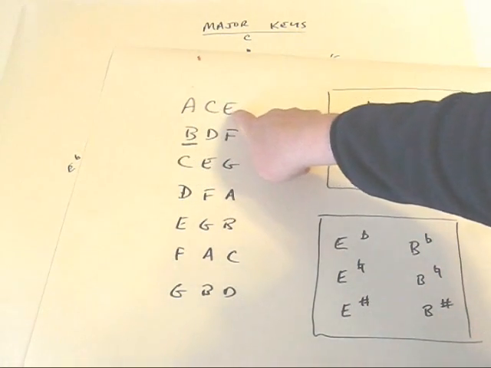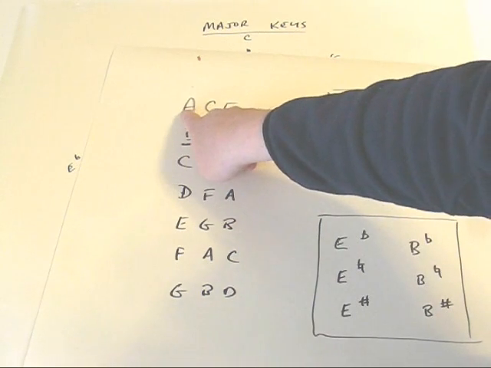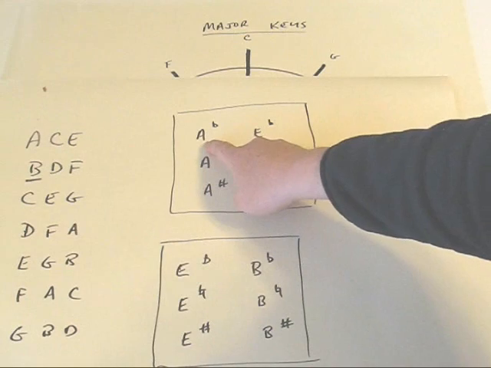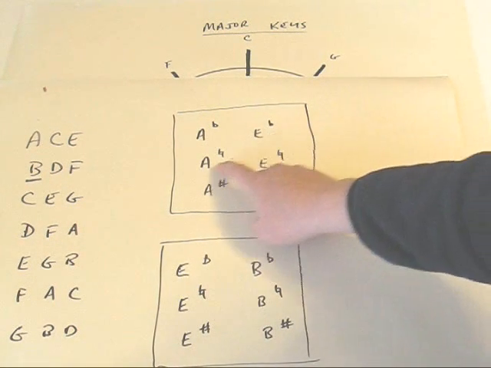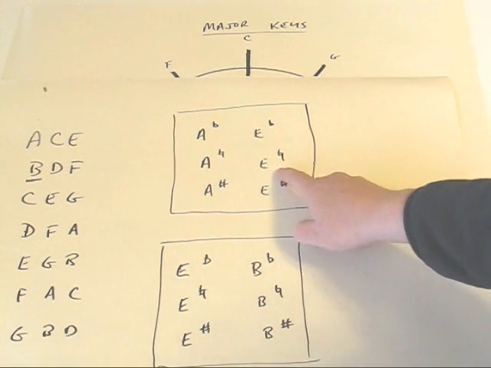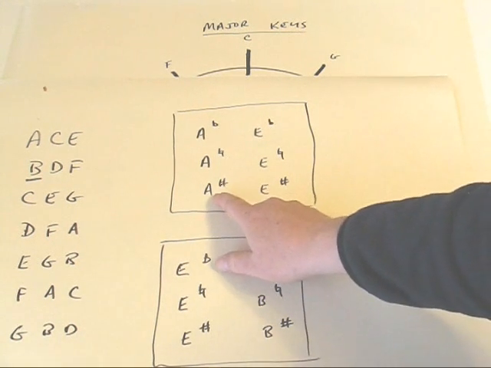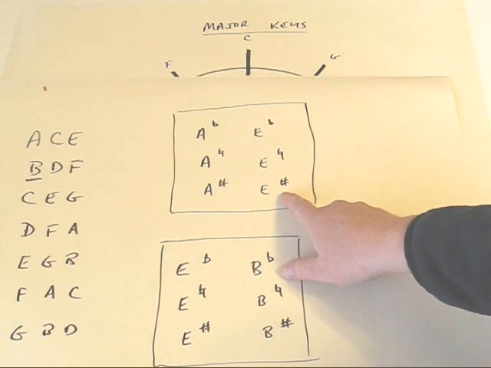This is your first, this is your fifth. If this one's flat, this one's also flat. A flat, perfect fifth of A flat is E flat. Perfect fifth of A natural is E natural. This is a natural sign for people that don't know it. The perfect fifth of A sharp is E sharp.